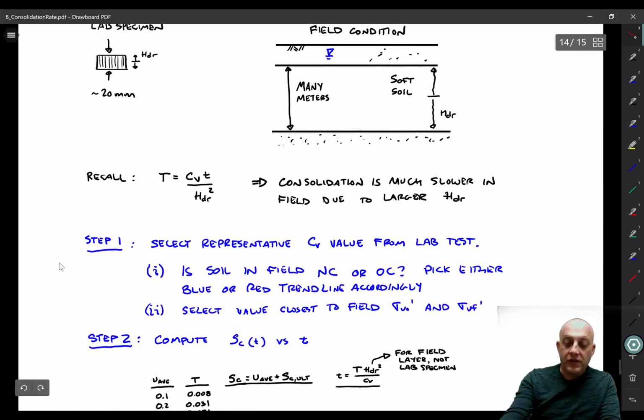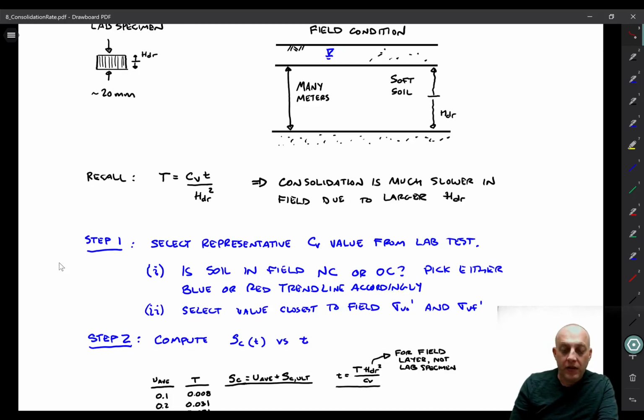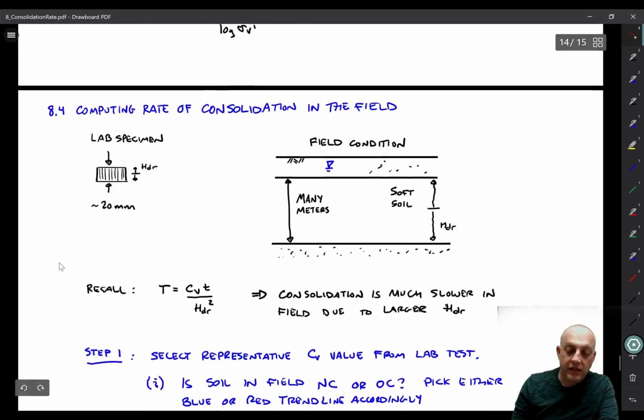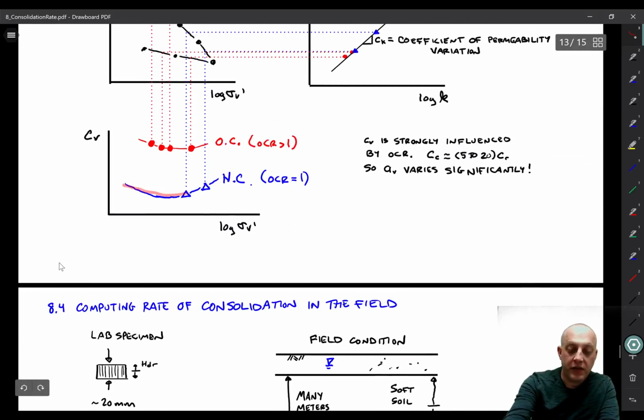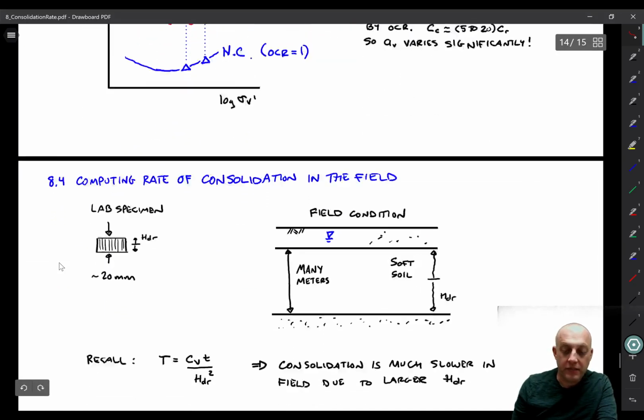Okay, so first you look at whether it's NC or OC in the field, and you pick either the blue or red trend line accordingly. After you've done that, there still is a little variation in C sub v versus log sigma v prime, usually these little happy faces. So what you can do is come along the x-axis to some amount of sigma v prime that is going to exist in the field condition, and you're going to start at some value sigma v naught prime and end up at some other value sigma v f prime. So maybe you could take an average somewhere in that region. But anyway, once you know which line to look at, interpolating C sub v from the correct line is pretty easy based on sigma v prime.